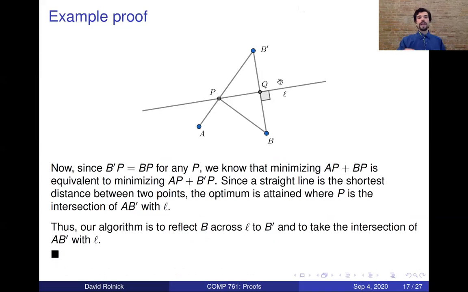Great. Now, we're moving back to our main result that we're trying to prove. Since B'P is equal to BP, because of the claim for any P, we know that minimizing AP plus BP is equivalent to minimizing AP plus B'P. Since a straight line is the shortest distance between two points, the optimum is attained where P is the intersection of AB' with L. Thus, remember, we have to go back and actually say what it was that we were trying to show. Thus, our algorithm, which was what we were asked for here, is to reflect B across L to B' and to take the intersection of AB' with L.